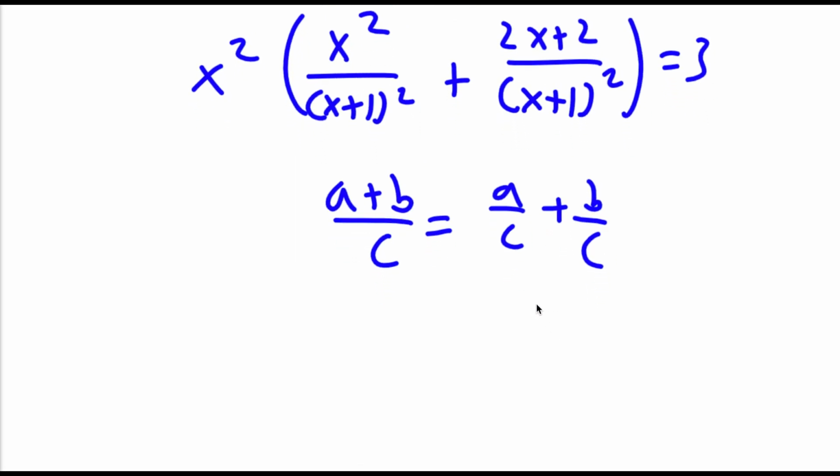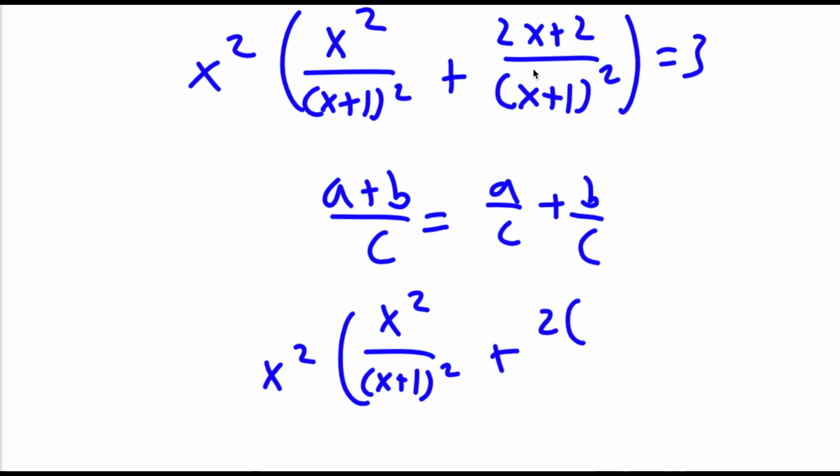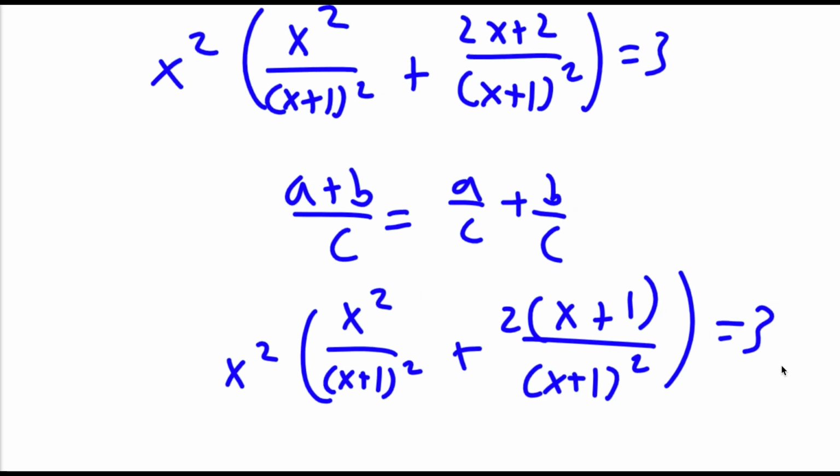So now I have x squared times (x squared over (x plus 1) squared plus, now from 2x plus 2, I'm going to factor out 2. So now I have 2 times (x plus 1), since 2x divided by 2 is simply just x, and 2 divided by 2 is 1. Now I have this over (x plus 1) squared. This is equal to 3.